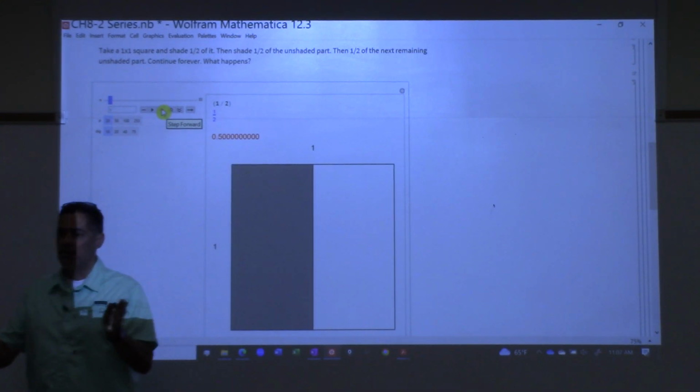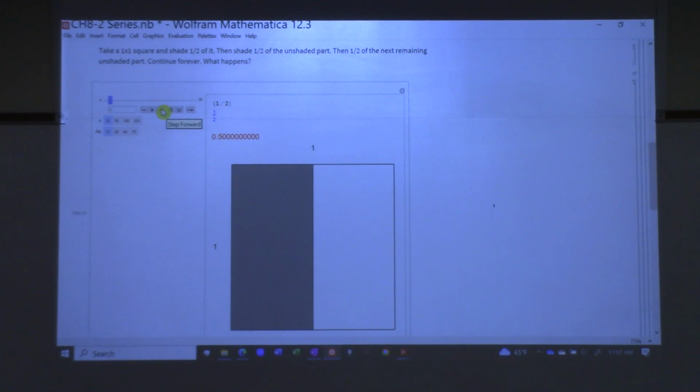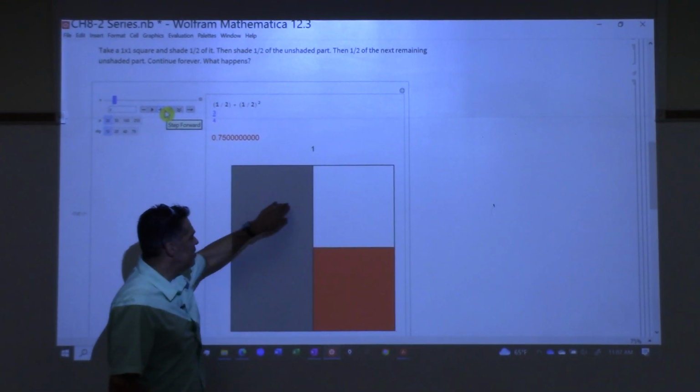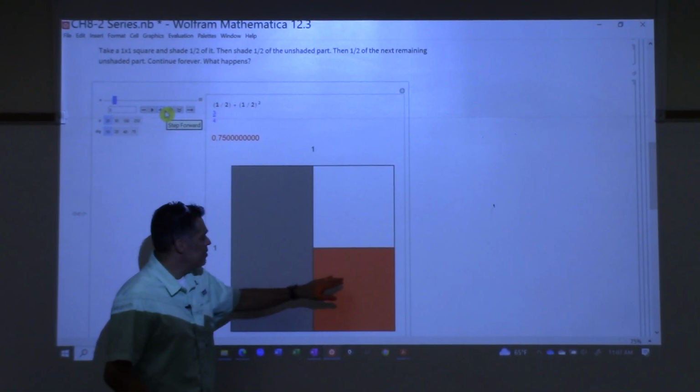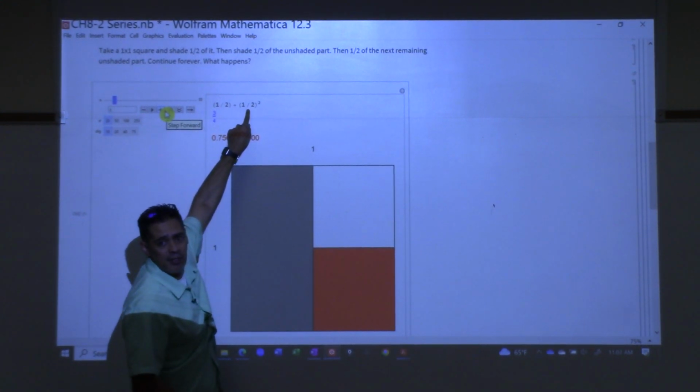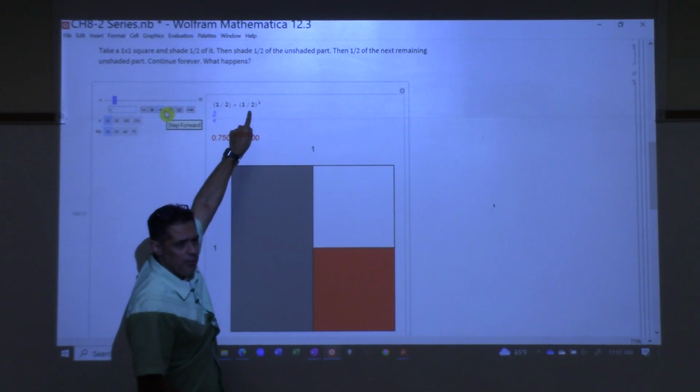1/2. Boom, there. Okay, now what I'd like to do is add to that half of what was remaining. So this white area is what's remaining. I want half of that and add it to what we already have. So if you add the red now to this gray, we have 1/2 plus, this is now 1/4, right? So we do a half plus a fourth, 1/2 plus, notice a fourth is 1/2 squared, right? 1/2 squared is 1/4.